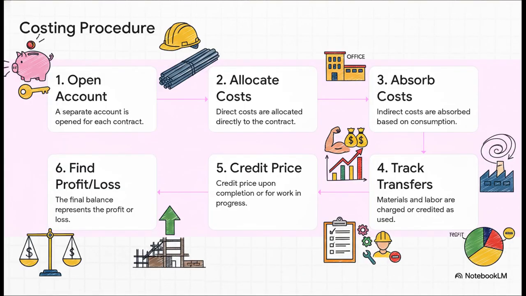And the procedure itself is really logical. First, you open that unique contract account. Then you just start loading in all the costs, direct stuff like steel and labor, plus a fair share of your indirect costs like head office rent. You track everything, credit the account as you earn money from the contract, and at the end of each period, you figure out your profit or loss.